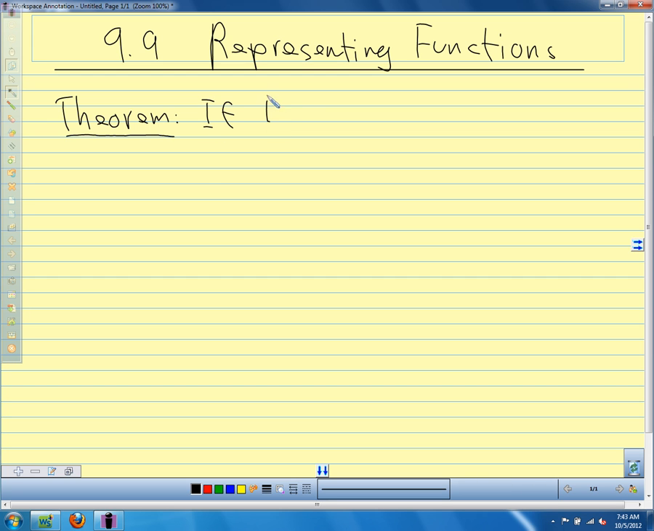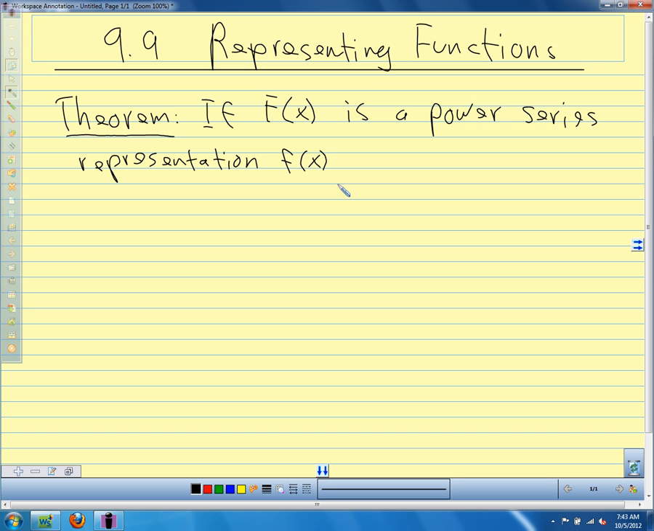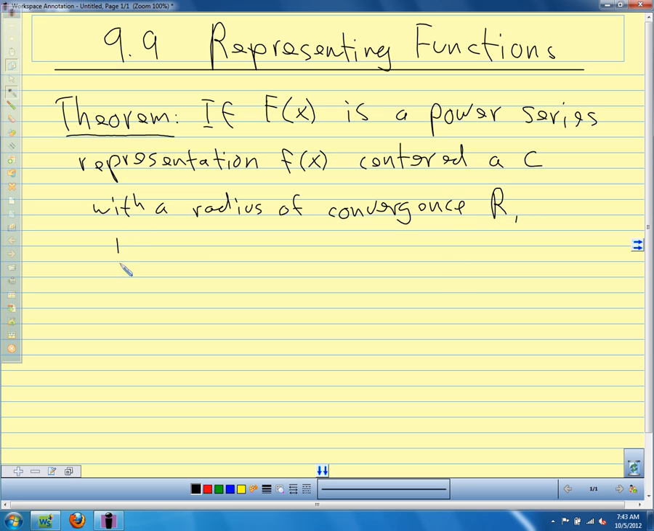So if f is a power series representation of small f, centered at some c with a radius of convergence r, then f is the Taylor series for f centered at c.